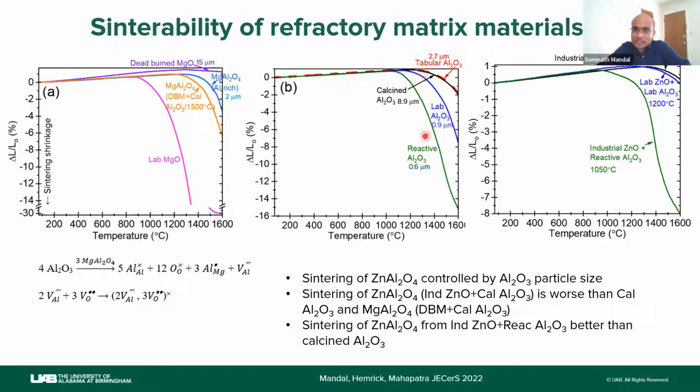You see the three different kinds of aluminas here. Only the particle size is changing, and you can see that it is directly controlling the sinterability. The reactive alumina has the best sintering characteristics. And you see these red, blue, and black curves directly correspond to the zinc aluminate made from these respective aluminas. The sinterability of zinc aluminate is linked directly to the alumina particle size. So if you use finer reactive alumina, you will have more reactive zinc aluminate. These are the main takeaways from these slides.